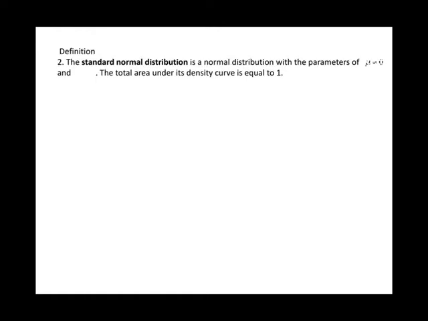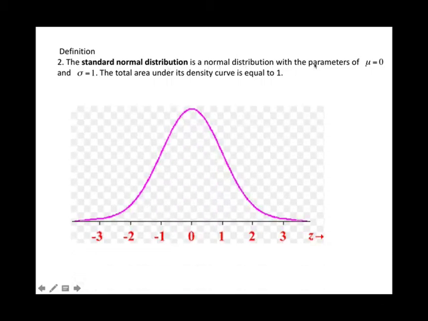The standard normal distribution. For these sessions, we're going to learn the standard normal distribution. Standard normal distribution means the normal distribution, the bell shape, with the population mean equal to 0 and the standard deviation equal to 1. And also, the total area under each density curve is going to be equal to 1. Again, the total area under this curve is going to be equal to 1.